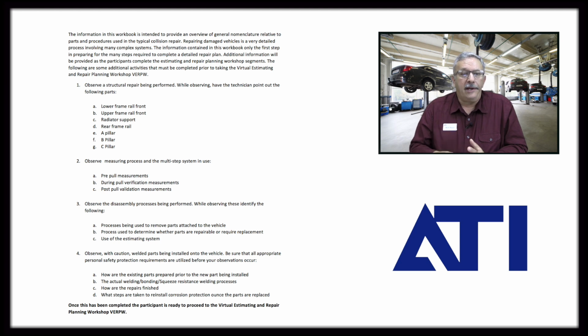So, number 1, we want you to observe a structural repair being performed. Then while you're observing that, have the technician point out the following parts: the lower frame rail, the upper frame rail on the front of the vehicle, the radiator support, the rear frame rails, and then the A, B, and C pillars. So we want you to take an actual look at these things so that you understand moving forward, here's where they are, and now I know what they look like.